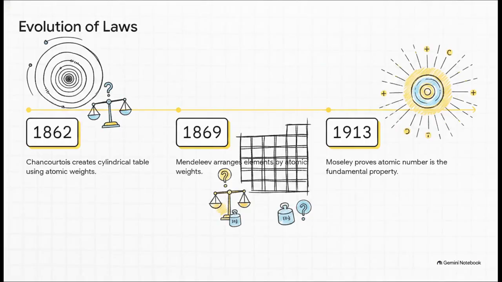For decades, brilliant chemists were kind of stuck. You had Dobereiner with his triads, Newlands with his octaves, and even the legendary Dmitri Mendeleev in 1869, and they all obsessed over arranging elements by atomic weight. It literally wasn't until 1913 that Henry Moseley came along and totally shifted the paradigm. He proved that the ultimate fundamental property of an element actually isn't its mass at all, but its atomic number.